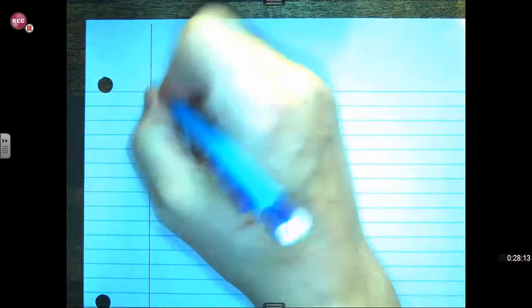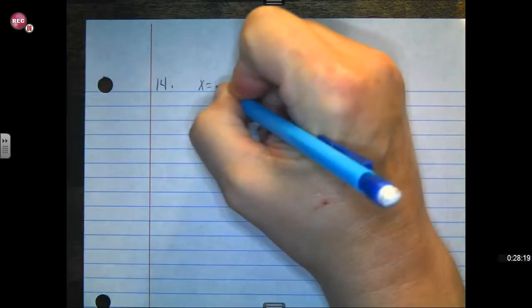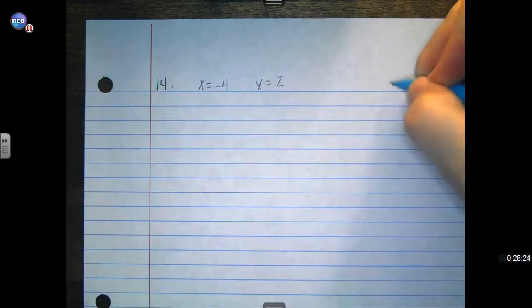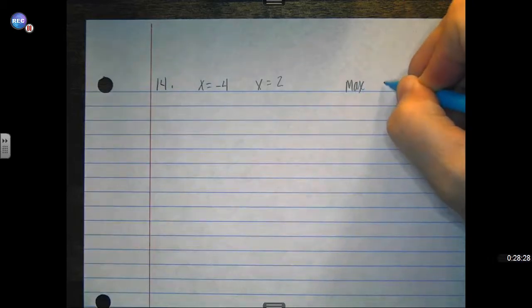Lastly, bada bing, bada boom, number 14: we have zeros at negative 4 and 2 and a maximum value of 2. Okay.